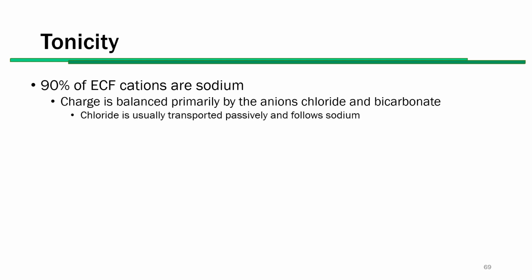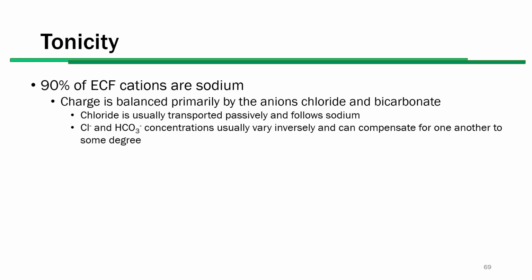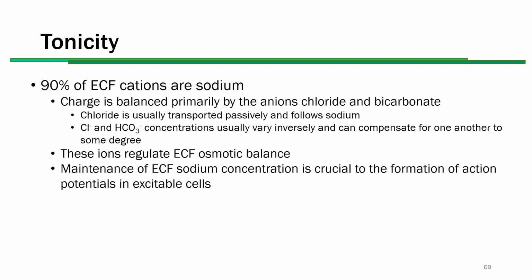Chloride is usually transported passively and follows sodium. Chloride and bicarbonate concentrations usually vary inversely, and they can compensate for one another to some degree. They're both anions, so if chloride goes down, bicarbonate might go up a little bit and balance each other that way. These ions, the sodium, chloride, and bicarbonate, are going to regulate that extracellular fluid osmotic balance.